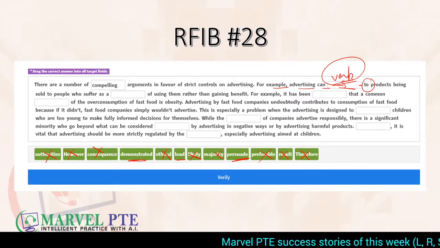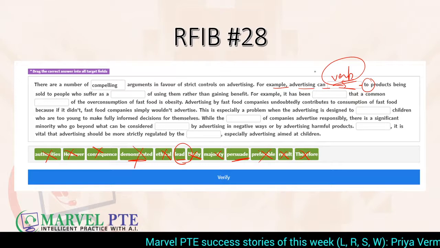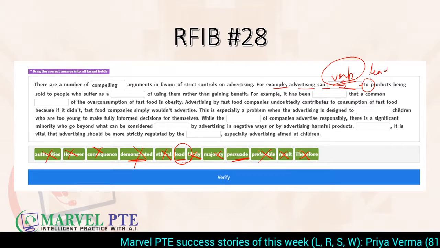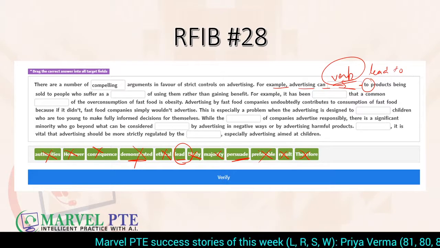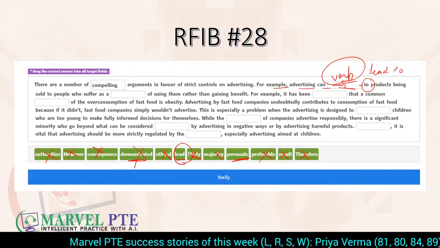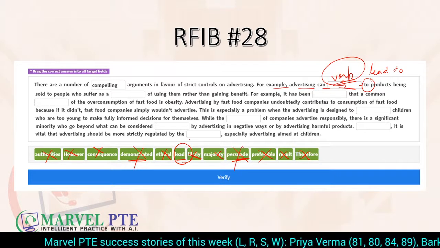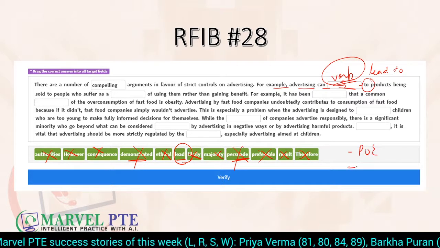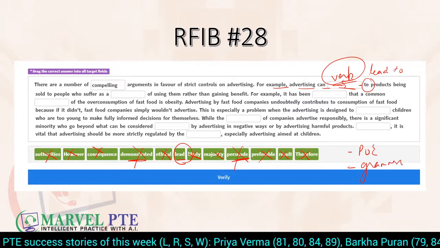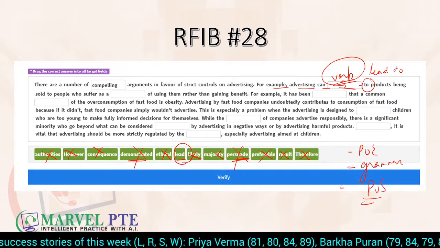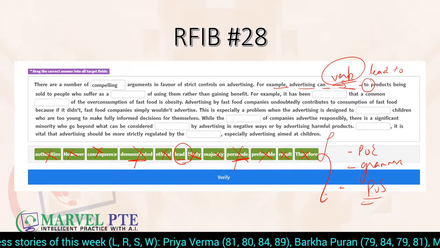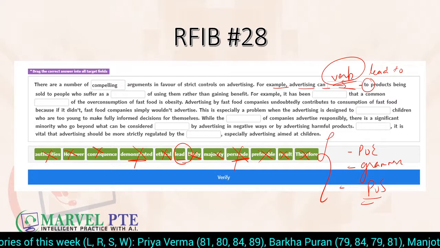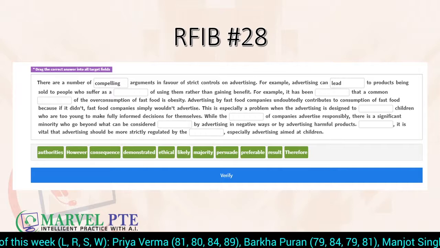For example, advertising can demonstrate it to, doesn't make sense. Advertising can lead to, yes, it makes sense. Lead to is a phrase. This can lead to this. This makes sense. And whatever is left, persuade to, no, doesn't make sense. So that's how we solved this blank on the basis of our process of elimination, grammar rules and parts of speech. That's why knowledge of grammar is of utmost importance for cracking your reading. So we have put lead over here.